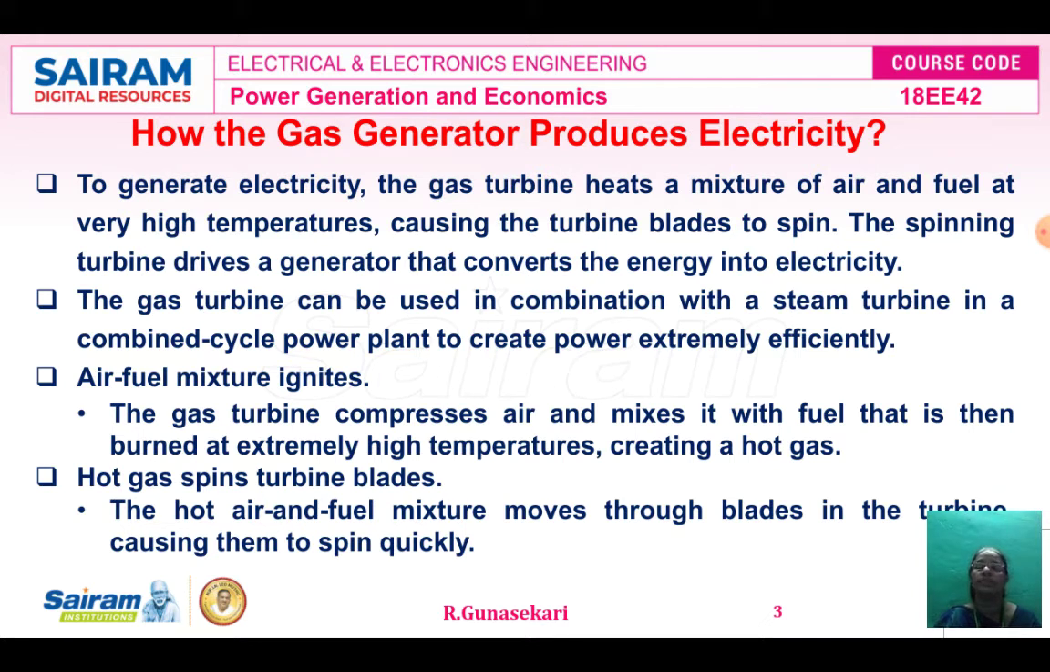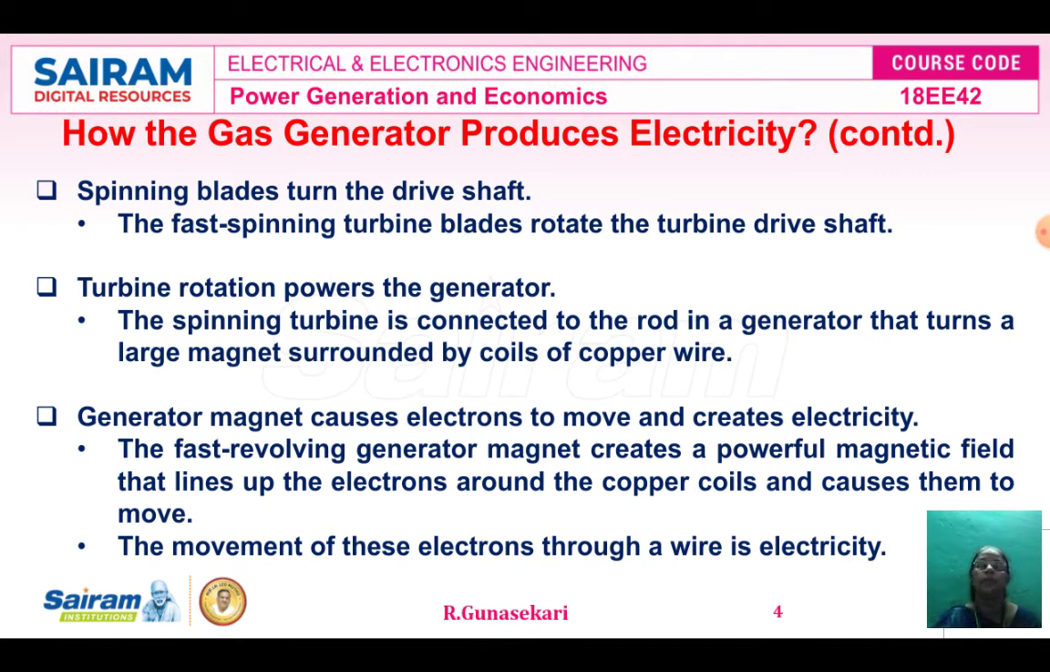Then the air-fuel mixture ignites. That is, the gas turbine compresses air and mixes it with fuel, and the fuel is burnt at extremely high temperatures, creating a hot gas. The hot gas spins turbine blades. That is, the hot air and fuel mixture moves through blades in the turbine, causing them to spin quickly. Then the spinning blades turn the drive shaft.